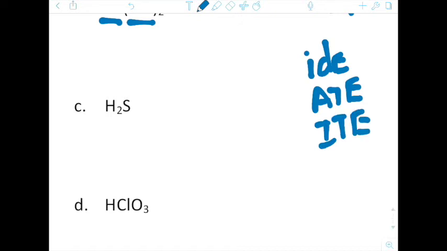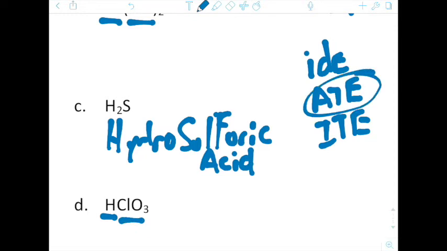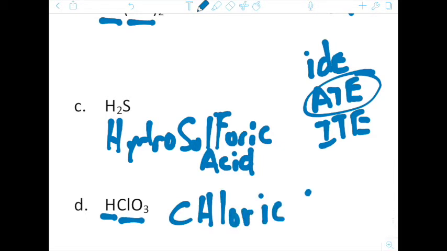So we see that this is hydrogen cyanide. So we would say, since it's "ide," it's hydrosulfuric acid. Since this is hydrogen and chlorate, it ends in "ate," so we just go chloric acid.